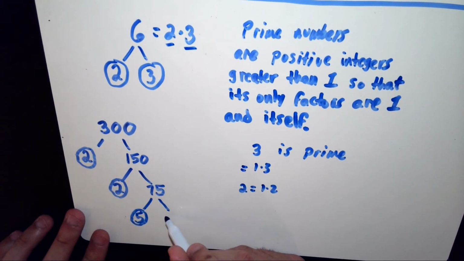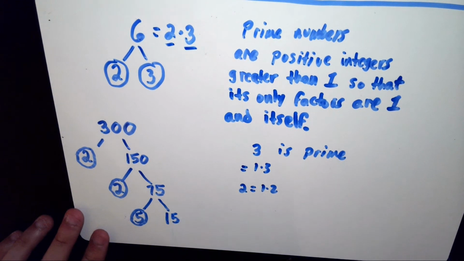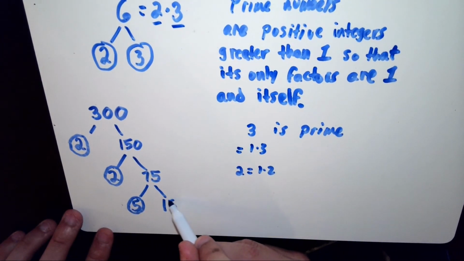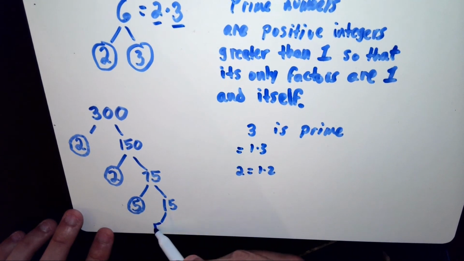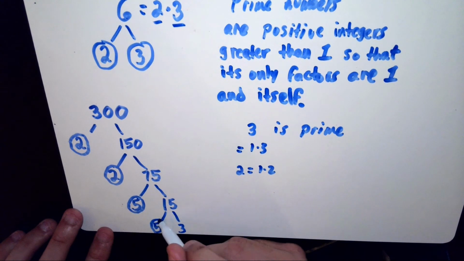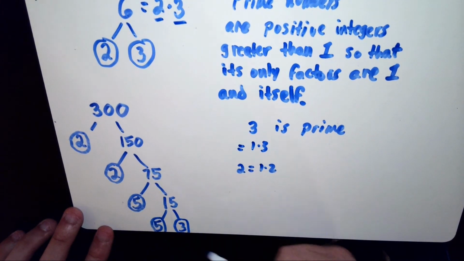And it turns out this is 5 times 15. But now 15 has a 5 at the end of it, right? So 5 goes into that. So this is 5 times 3. And there we go. Now we've gotten down to the bottom where all that we have left are prime numbers.